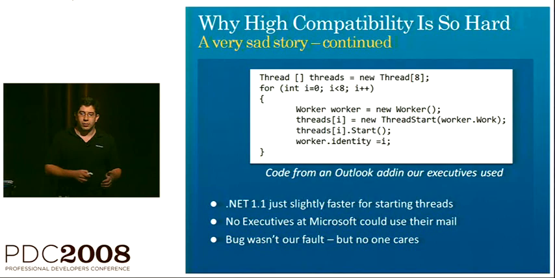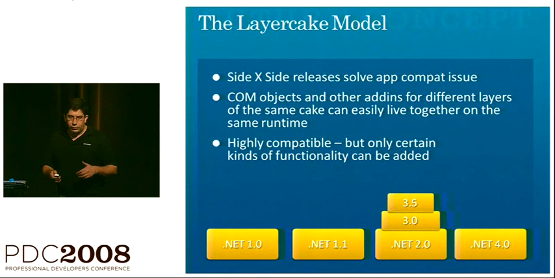So, okay, side-by-side releases solve app compat issues, right? Because your applications can run on the right version of the runtime. You can have 1.0 apps running on 1.0 and 1.1 apps running on 1.1. It's your add-in model where you have this problem, where for those add-ins you have to choose. Outlook could host the old 1.0 version, in which case no 1.1 functionality could be used, no one would use it, they would wonder why they were paying us, we'd be out of a job, we'd be very unhappy. Or Outlook could run the new 1.1 model, in which case the 1.0 stuff breaks, the executives yell at us, and we're very unhappy. You see a pattern here?